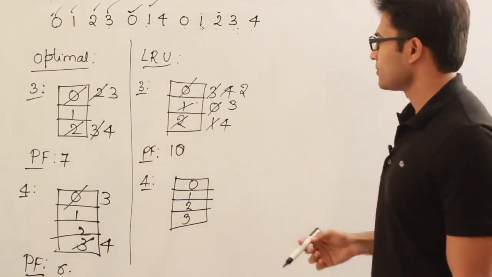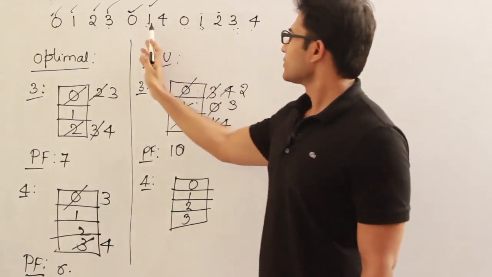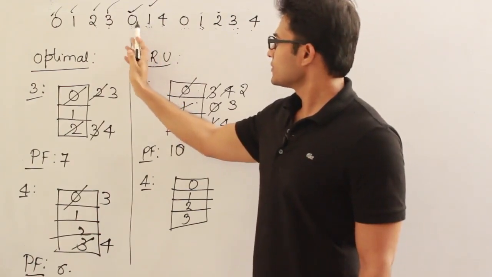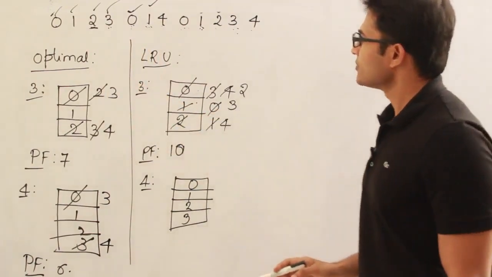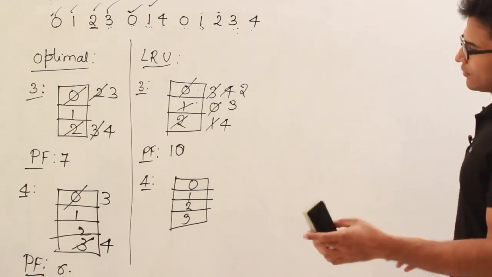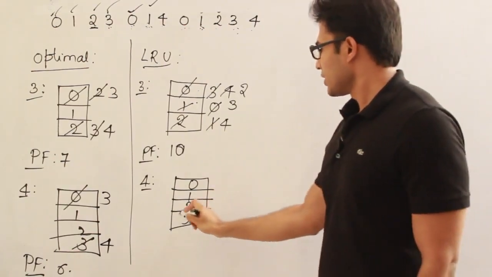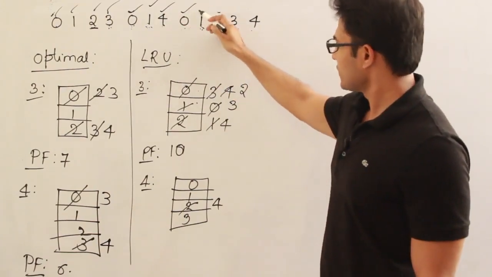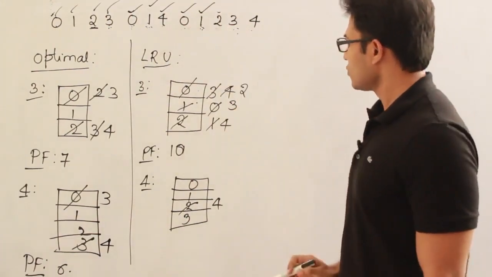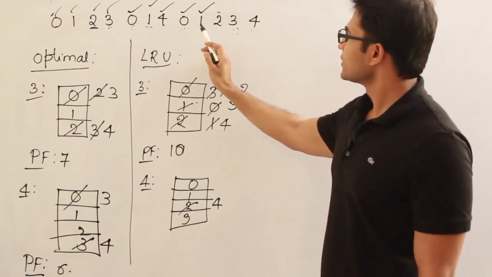Therefore which one will be replaced now? If you watch it, 0, 1 and 1, 0, 3, 2. Therefore 2 is the page which is referred long back. Therefore it will be replaced with 4. And next one is 0 is required, it is there. 1 is required, it is there. And 2 is required. Which one will be replaced?